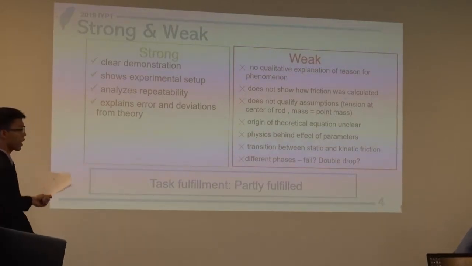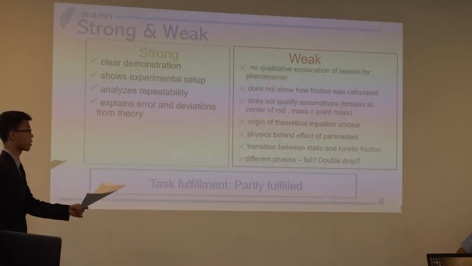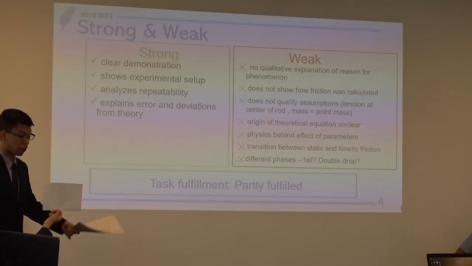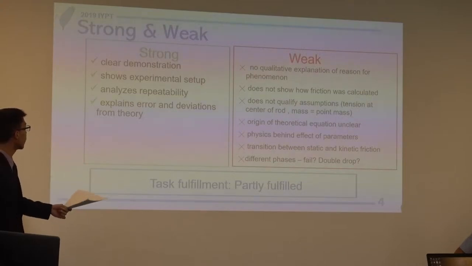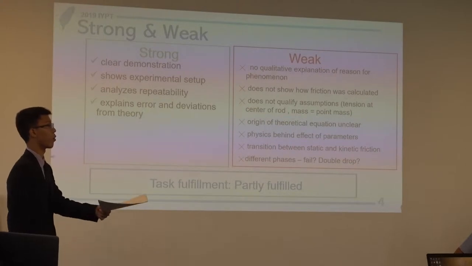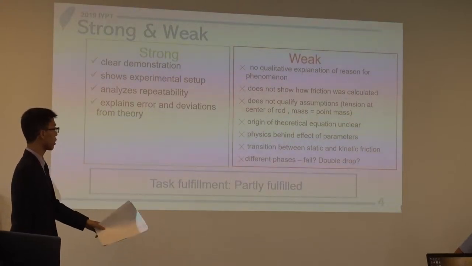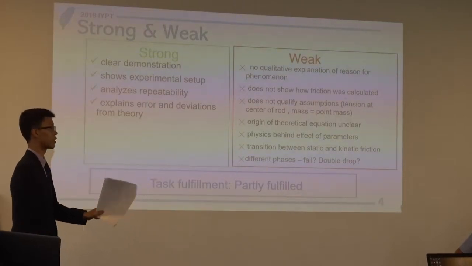Firstly, they have given a theory demonstration and shown a lot about their experimental setup. In the theoretical part, they have analyzed it repeatedly, which provides a good reproducibility of the data, but they have not given a clear qualitative explanation for the reason for the phenomenon. It does not show how the friction was calculated, and they do not qualify the assumptions, like the tension to the rod and the mass being a point mass.